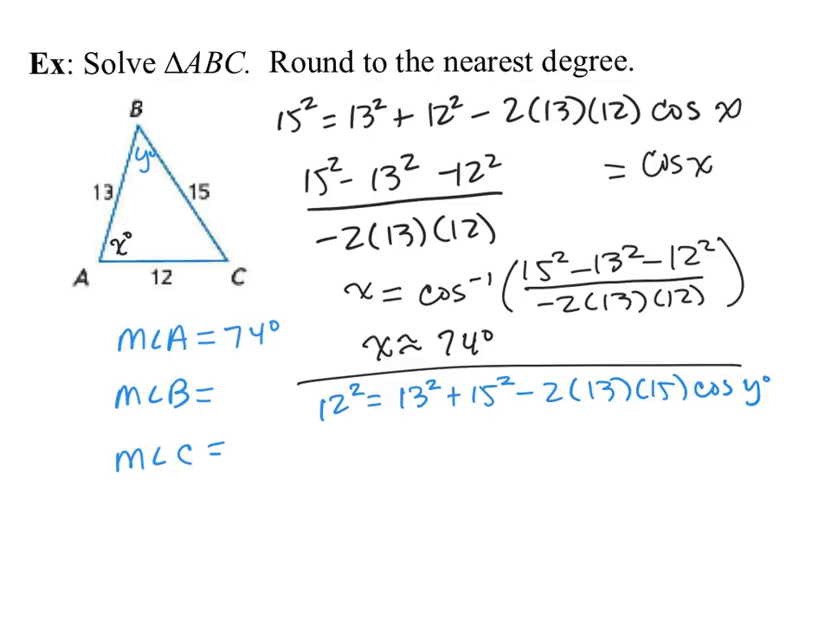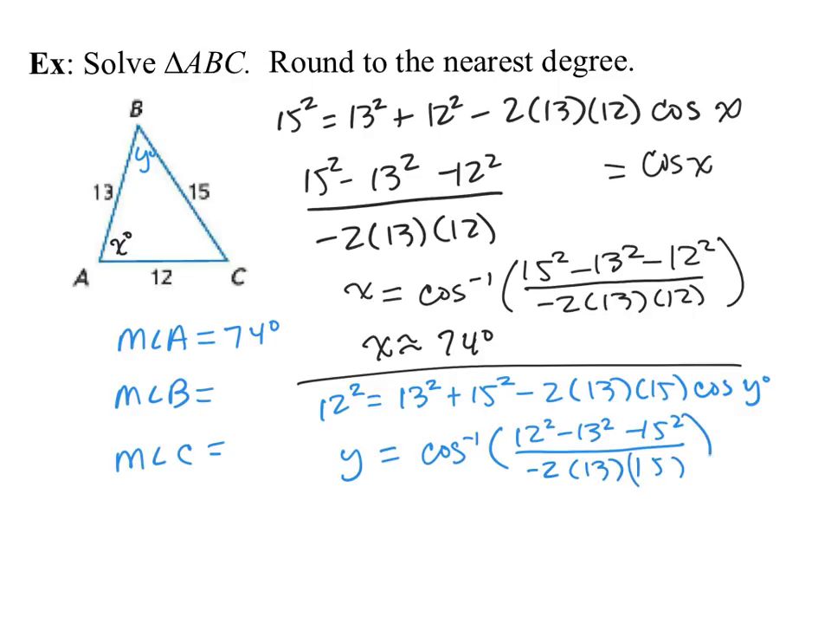To find out what y is, y would be equal to cosine inverse of, again, we subtract 13 squared and 15 squared from both sides, and then divide all of that by negative 2 times 13 times 15. So y is equal to cosine inverse of 12 squared minus 13 squared minus 15 squared, all divided by, be careful, don't lose this negative out in front of the 2, negative 2 times 13 times 15. Then we put that in a calculator and round the answer to the nearest degree. So y turns out to be approximately 50 degrees.